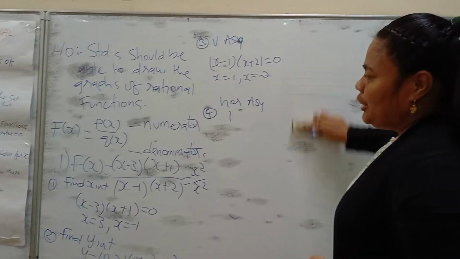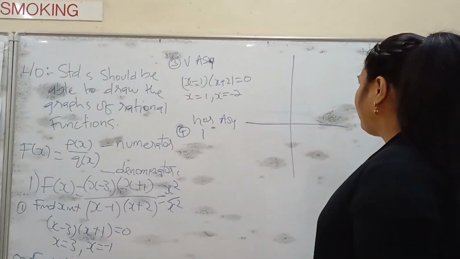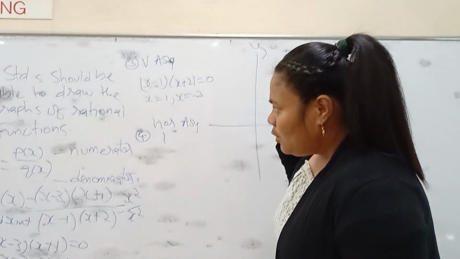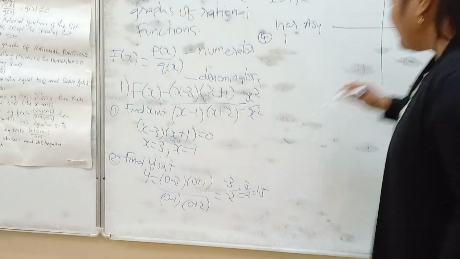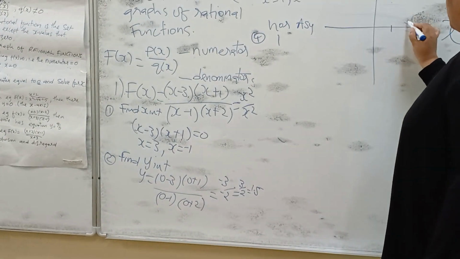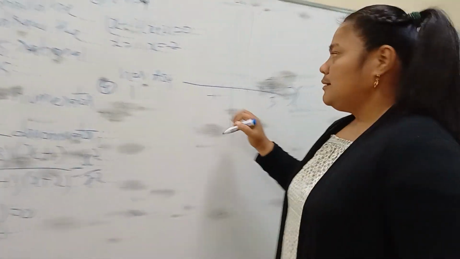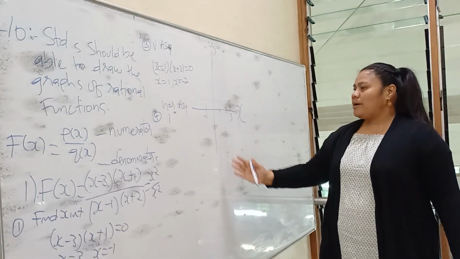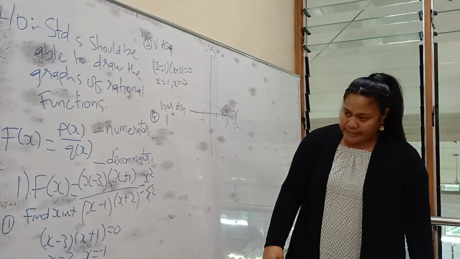Then the last step, you're going to sketch your graph, okay? This is the y-axis, this is the x-axis. What is our x-intercept here? 3 and negative 1. 1, 2, 3, and negative 1. Positive and negative on the x-axis. That's the y-axis. This one is positive and going down is negative.